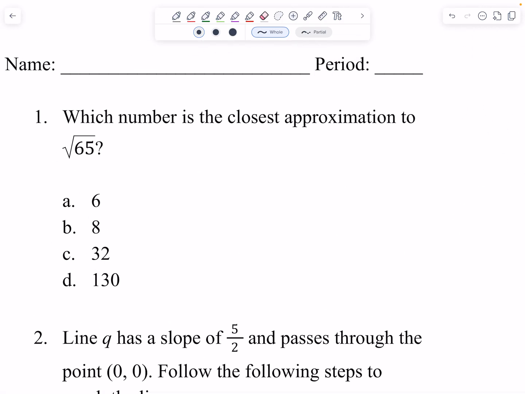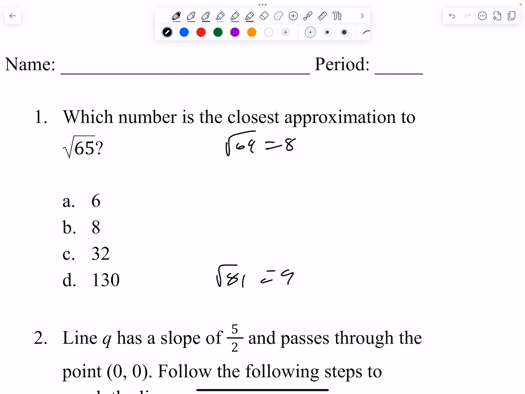Which number is the closest approximation to square root of 65? So remember, the strategy is square root of 64 equals 8, so a perfect square. Then after 8 is 9, which is square root of 81. So square root of 65 happens to be right there. So square root of 65 should be 8 point something, and in this case, it's closer to 8.